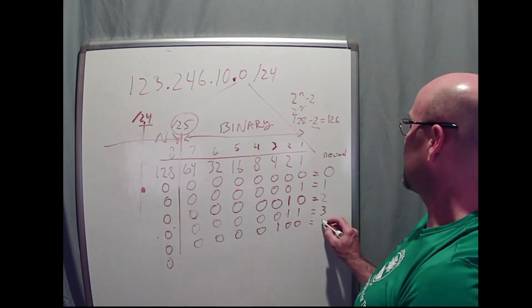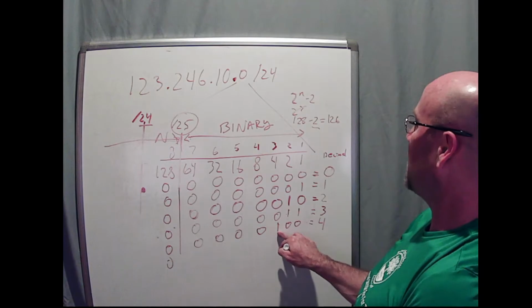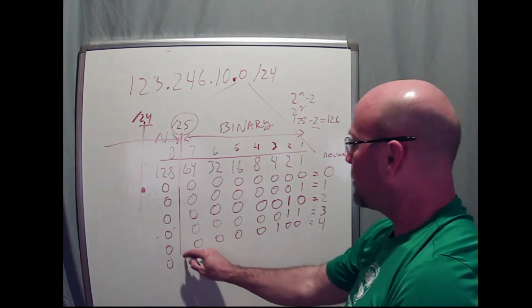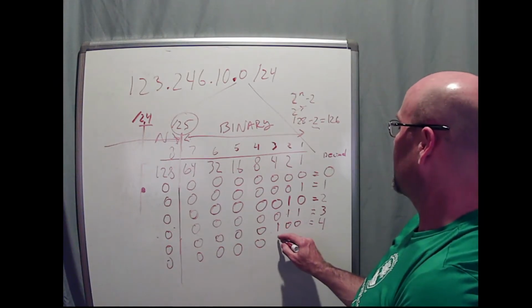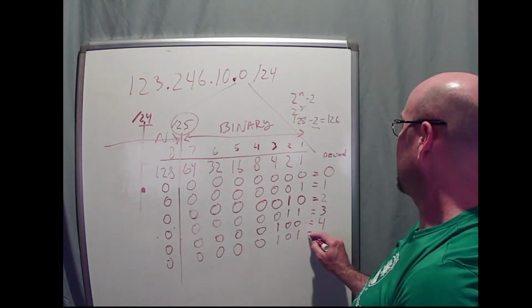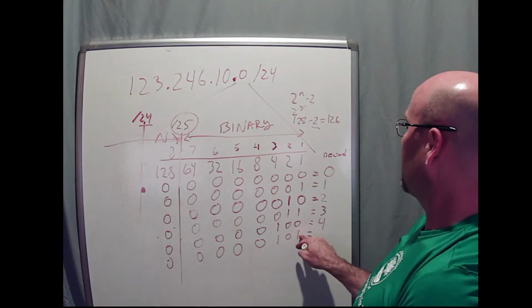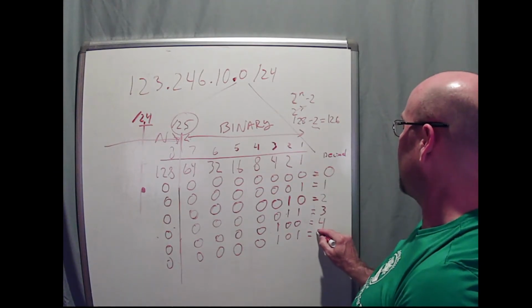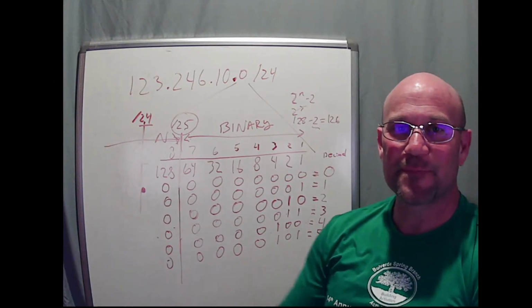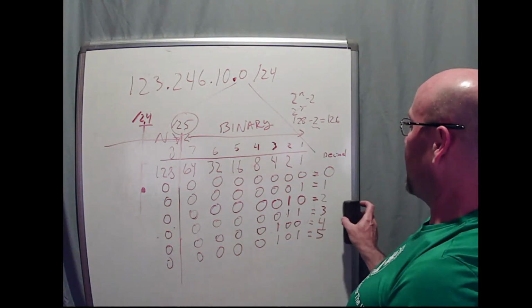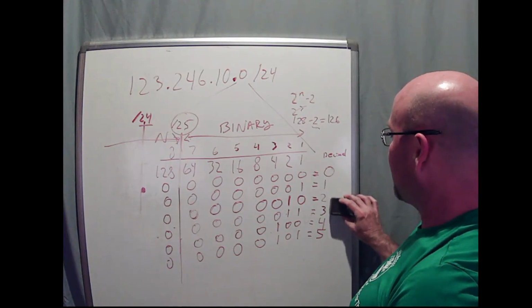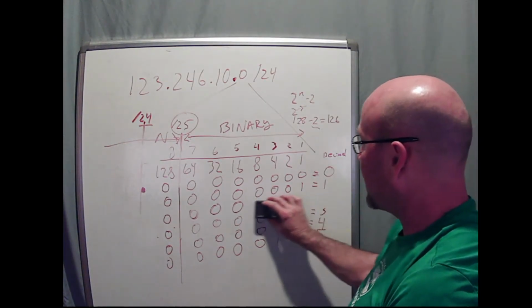This equals 4 because that placeholder is 4. Next one. 4 plus 1 is 5. Do you see what we're doing here? I hope so. And as we're counting through here, let me just erase some of this because I think you're tracking at this point.